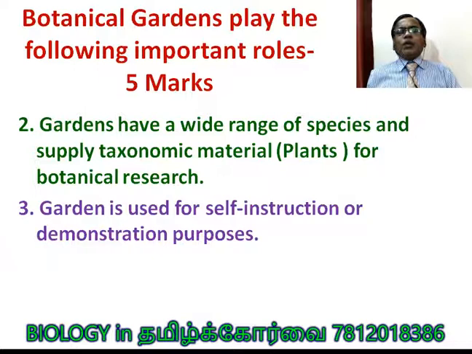Second point, gardens have a wide range of species. It means a wide range of plants, different types of plants and taxonomic materials. If you want to identify a leaf or if you want to study about the leaf, types of leaves or various types of stem, these are the taxonomic material that we are able to get from the botanical garden for our botanical research.